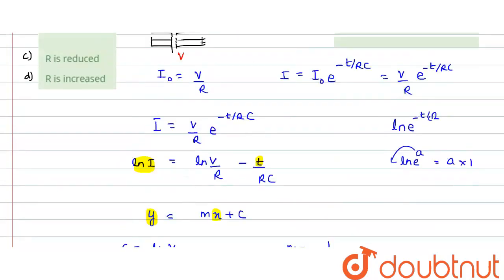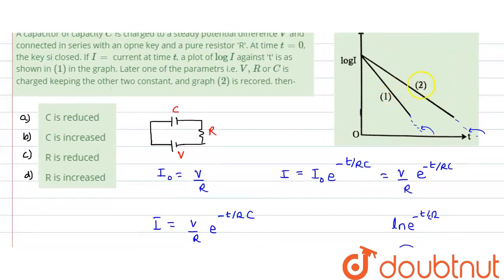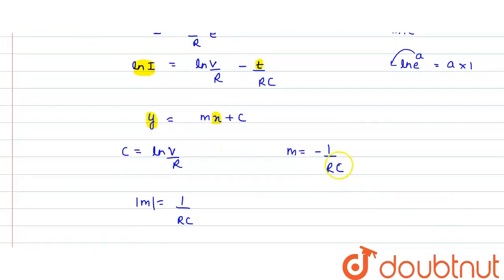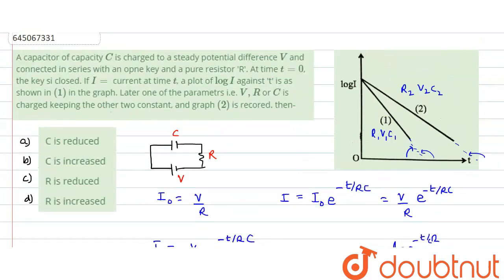Now which of the slopes is greater? For example, this is our first condition, this is our second condition. Here the conditions are R1, V1, C1, and here the conditions are R2, V2, and C2. Which is having a greater slope? Clearly from the figure we can figure out that the slope of this line is greater. Why? Because the angle would be greater. We have already determined that it would be a negative value, so we can measure the angle clockwise to figure out that this is having a greater slope.